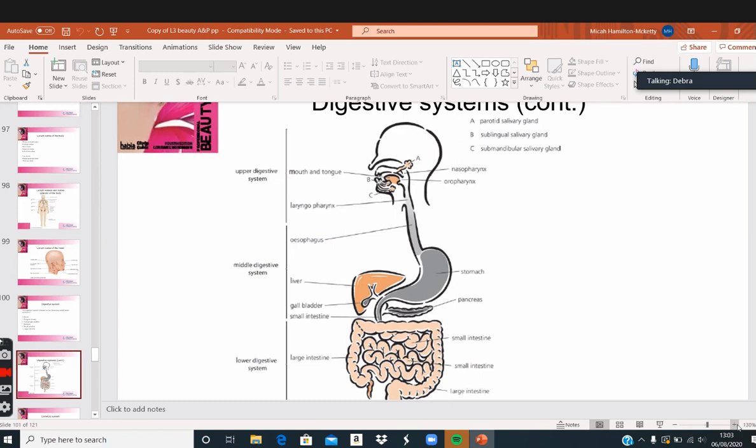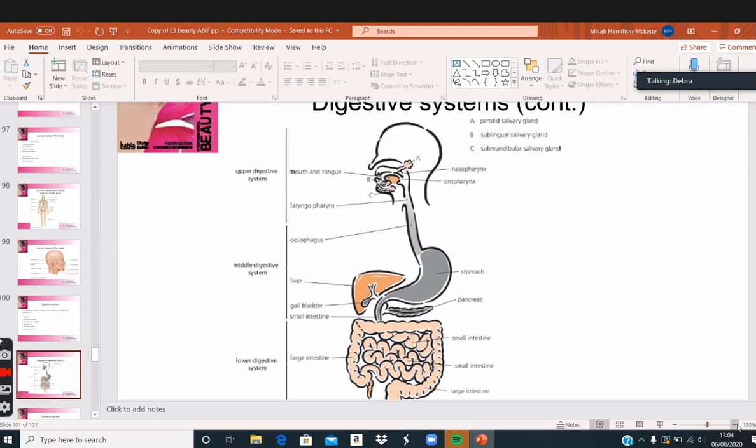So we've got the upper digestive system, the middle digestive system, and the lower digestive system. Again, you need to pay attention to your question. What is it? It will probably say, name me three things for the upper digestive system. So it's no point telling me the large intestine, the small intestine, that's the lower. Yeah, so you have to be careful and look at the question.